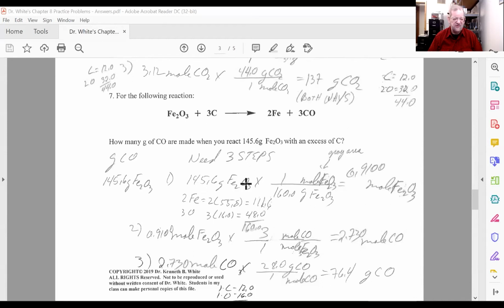So you need 3 steps. First step, what do? You take grams of ferric oxide and you want to go to moles, and you use 1 mole equals a molecular weight. I don't know why I have gray area here. But anyways, you have iron, the 3 significant figures. And I see a comment or question.